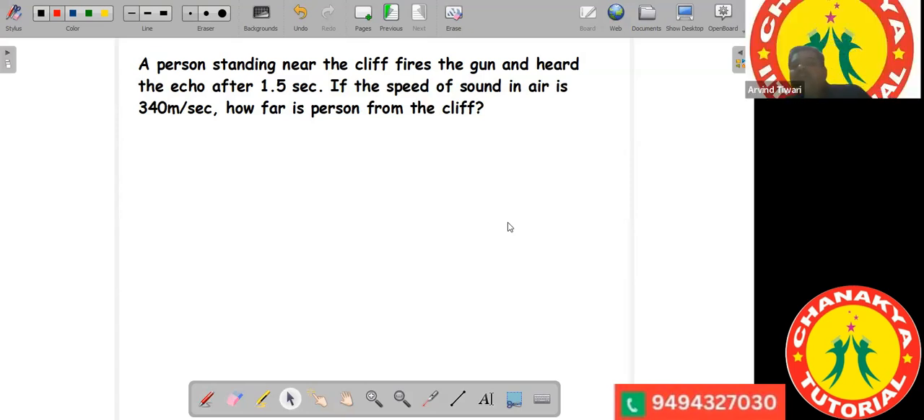A person standing near the cliff fires a gun and hears the echo after 1.5 seconds. If the speed of sound in air is 340 meters per second, how far is the person from the cliff? So it's a direct and echo question. Use the echo formula and obtain the distance.